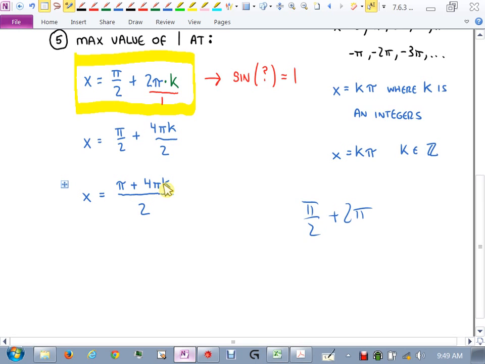Plug k in, k is 0 in here. If k is 0, what do you have? Well, this is gone, right? And you just get pi over 2. Let k be 1, what do you get?